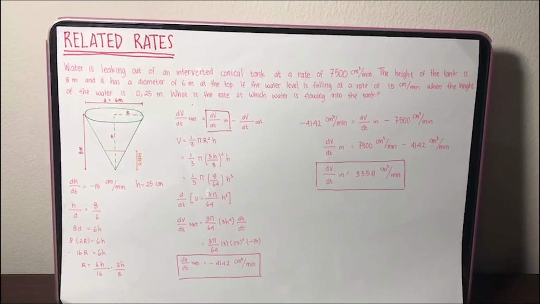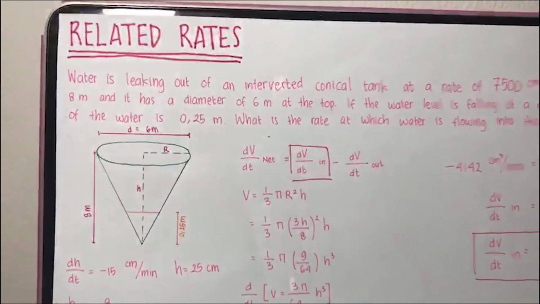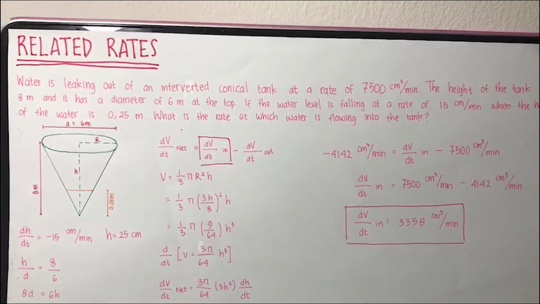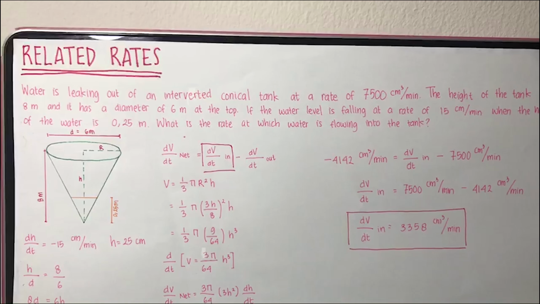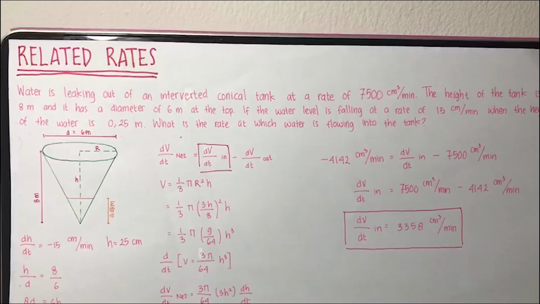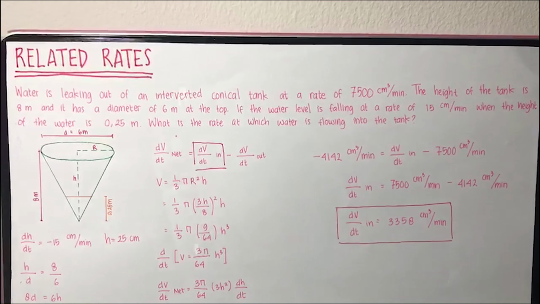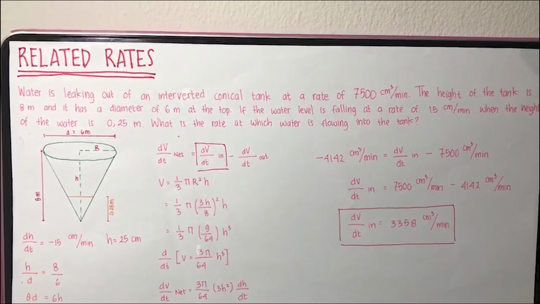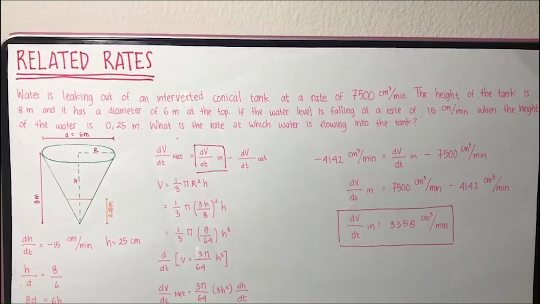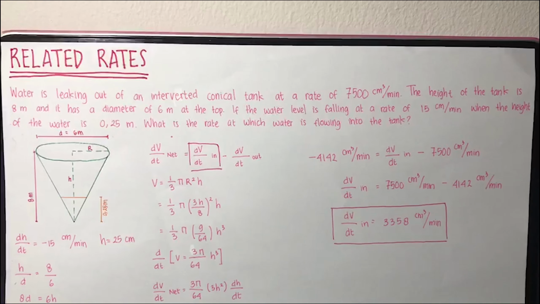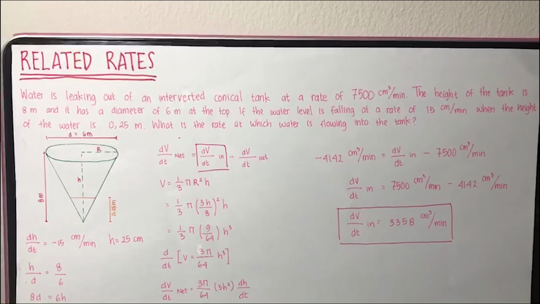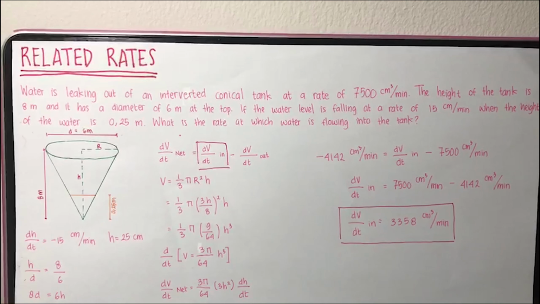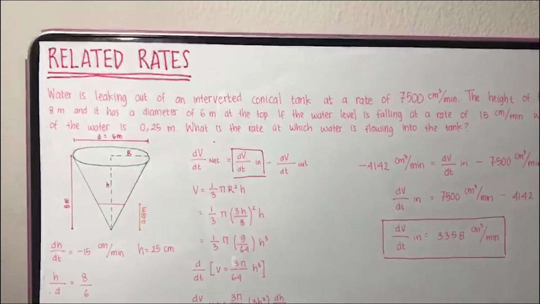So let's have another example. The question is: water is leaking out of an inverted conical tank at a rate of 7,500 centimeter cube per minute. The height of the tank is 8 meter and it has a diameter of 6 meter at the top. If the water level is falling at a rate of 15 centimeter per minute when the height of the water is 0.25 meters, what is the rate at which water is flowing into the tank?